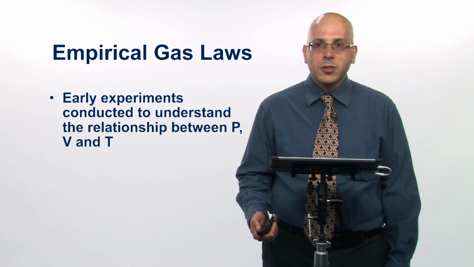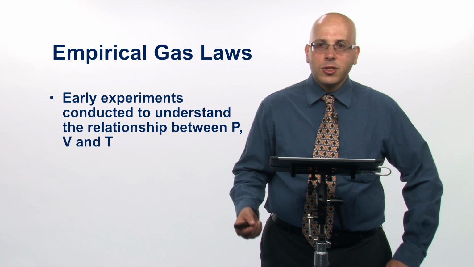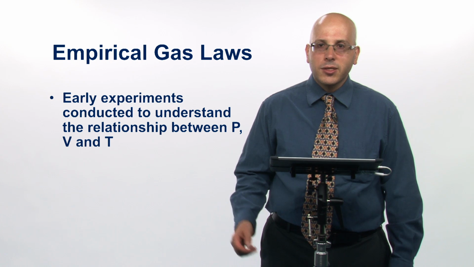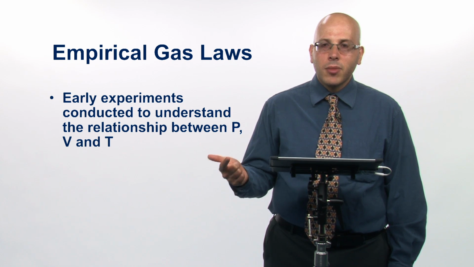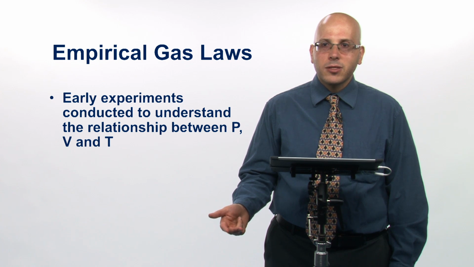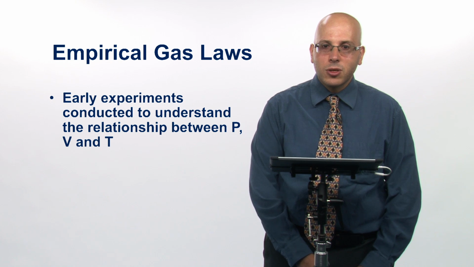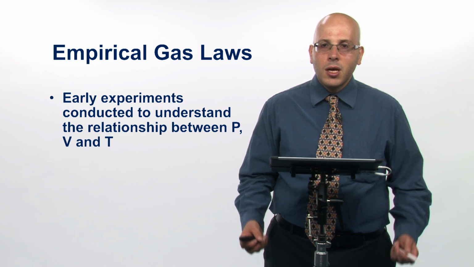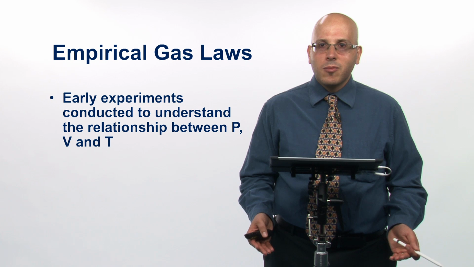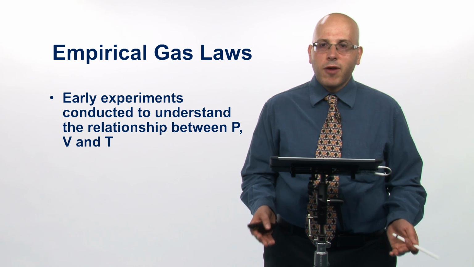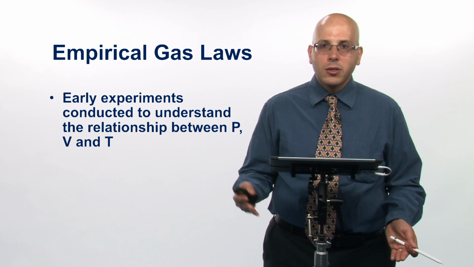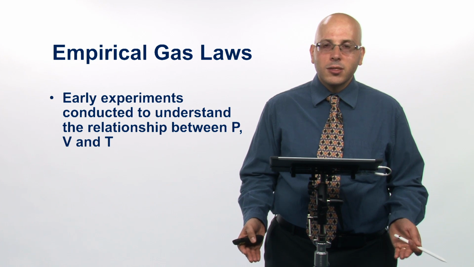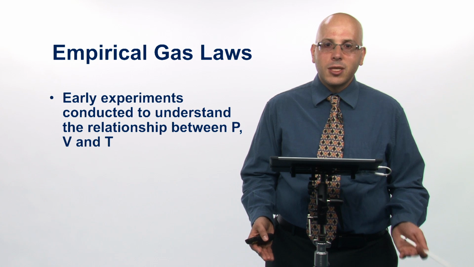The early experiments were done to try to understand relationships between three properties of gases. All gases have a pressure, a volume, and a temperature, and the idea was to find some kind of relationship between these three variables. The way they did this was using the scientific method, which basically means keep one of these three variables constant and then vary one of the other ones, which is called the independent variable, and see what happens to the other one, which is called the dependent variable.